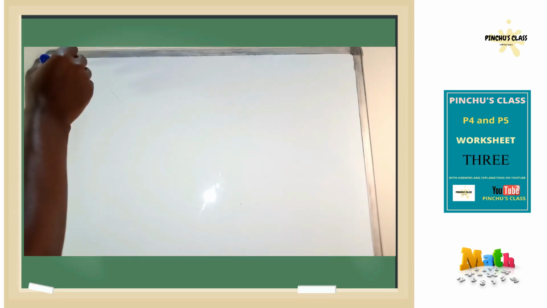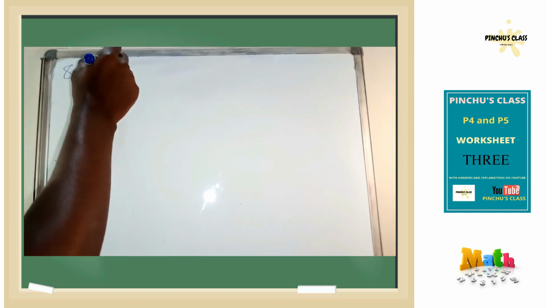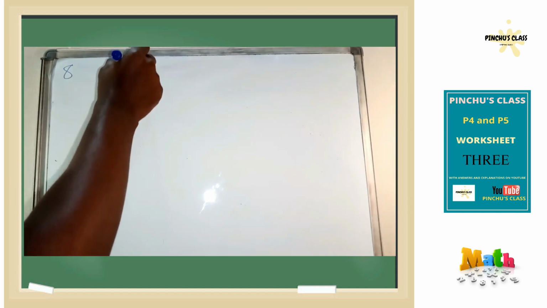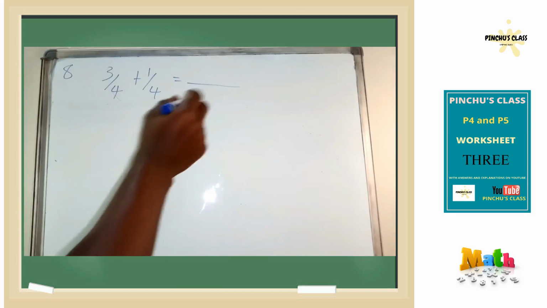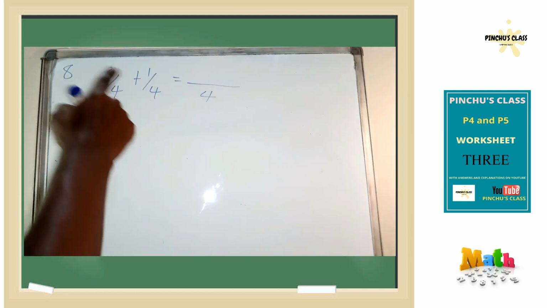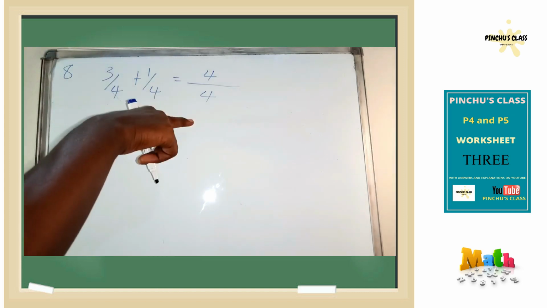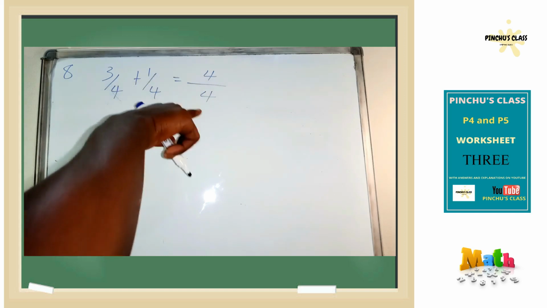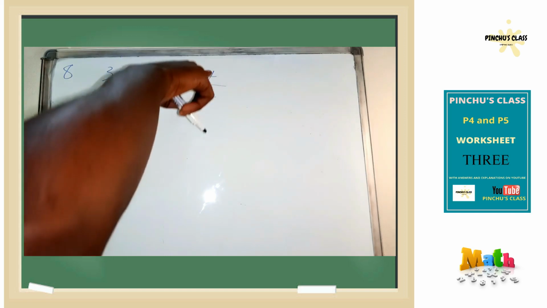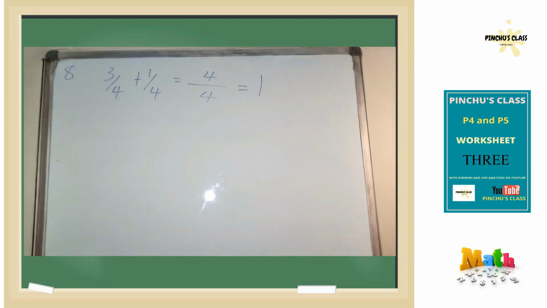Number 8. Let's go to number 8. They have told us to add 3/4 plus a quarter. Since we have the same denominator, we just keep the same denominator and we add the numbers up. Now you see this is 4 out of 4. Remember, I've told you, when you see this sign, it's the same as you divide. So 4 divided by 4 is going to give us 1.